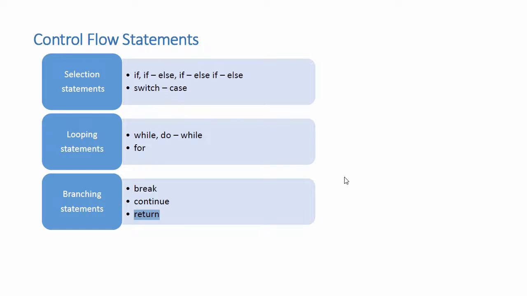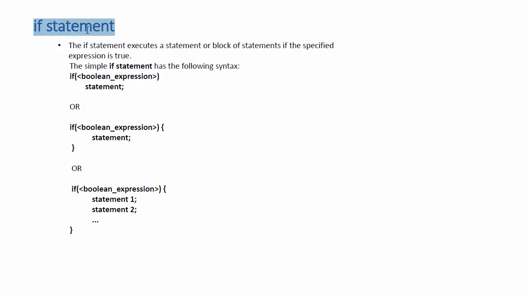Let us first start with the if statement. The if statement is the most basic of all the control flow statements. It executes a statement or block of statements if the specified expression is true. The syntax of the if statement is: if, then an opening round bracket, Boolean expression, closing round bracket, and then the statement, one statement. Or if, opening round bracket, Boolean expression, closing round bracket, and the opening curly bracket, one statement, and closing curly bracket. Or if you have multiple statements, you can write multiple statements within curly brackets as well.